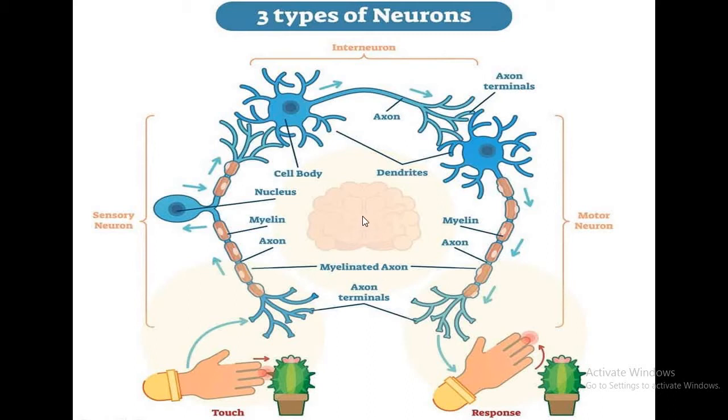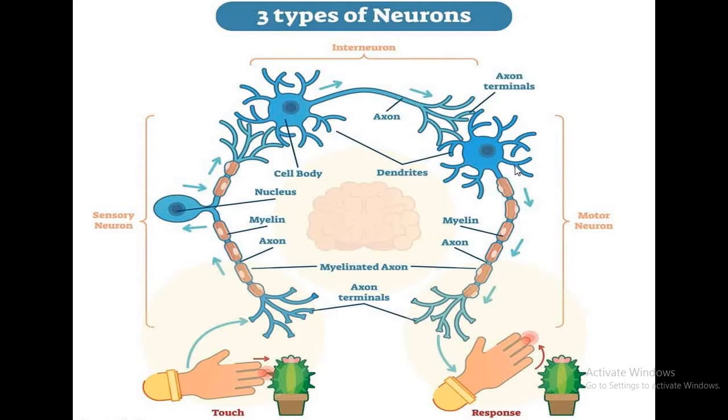And the autonomic nervous system is controlled by the endocrine glands. So we have 3 types of nervous system: the central nervous system composed of the brain and the spinal cord, the peripheral nervous system composed of the cranial nerves and the spinal nerves, and the autonomic nervous system, which we will discuss in the endocrine chapter. So the sensory neurons will convey the impulse from the receptor to the brain or to the spinal cord.